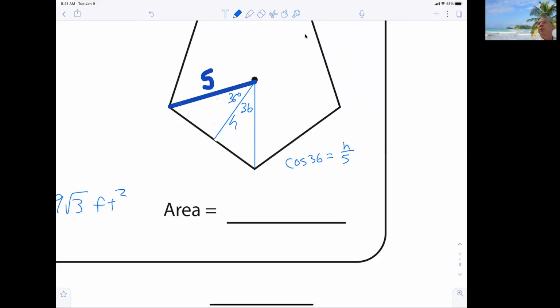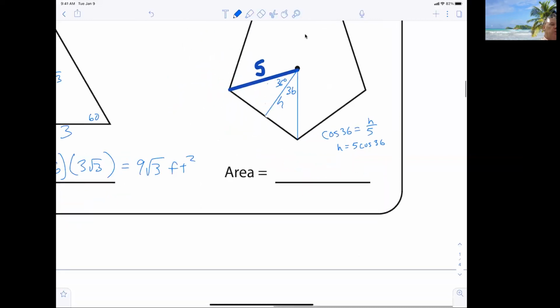H over 5. Because remember, it's adjacent over hypotenuse. Do you agree with me? And 5 is definitely the hypotenuse. Again, this is a good review problem. So now we know the height is 5 times cosine 36. Now how many triangles are we dealing with? So it's 5 times 1/2. I still don't know what the base is, but I know the height is that answer, right?